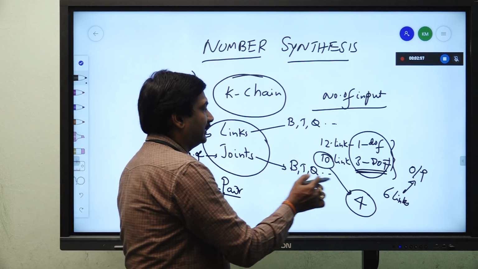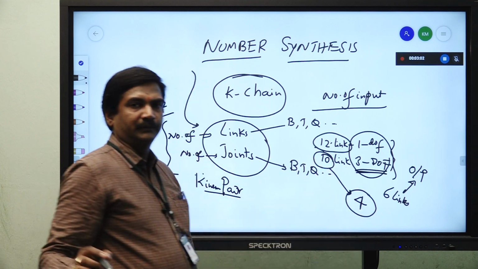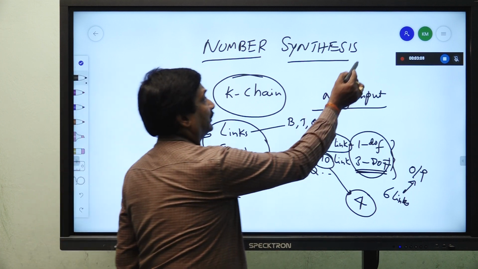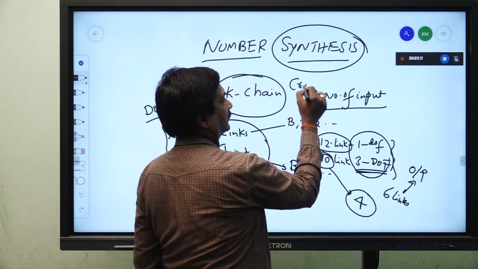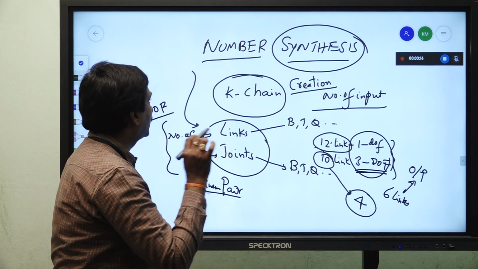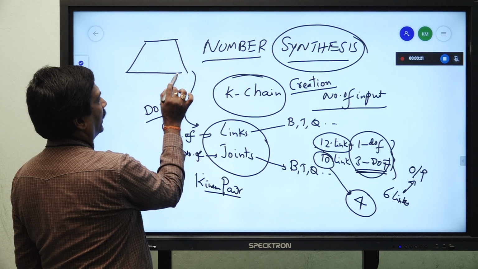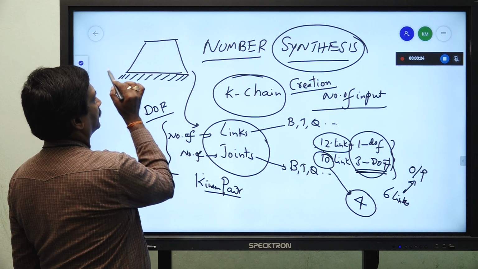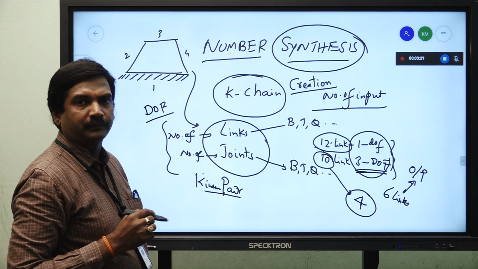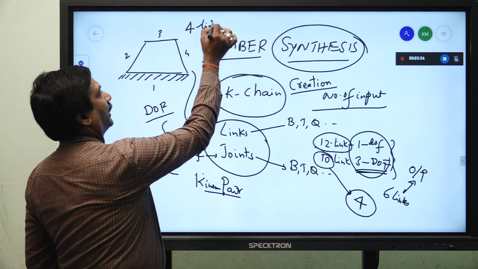Now what is number synthesis? For this 12 link chain, how many degrees of freedom kinematic chains are we able to form? Here synthesis means creation, generation or enumeration. Starting with the basic 4 bar mechanism, this is the 4 bar chain: 1, 2, 3, 4. This is the 4 bar or 4 link, 1 degree of freedom.